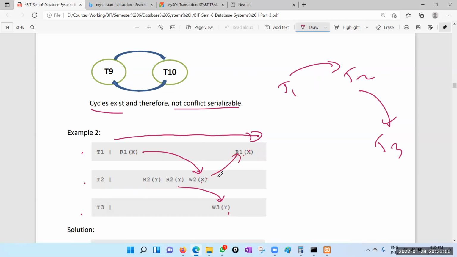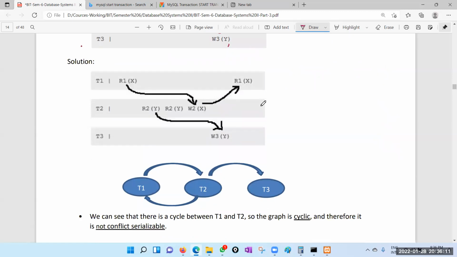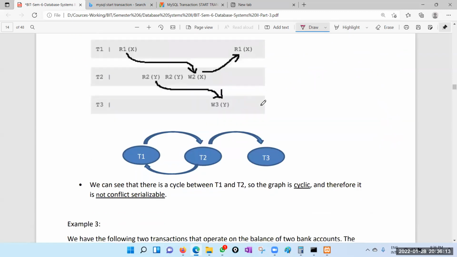Write to read, two transactions, same data, and one of the actions is a write. That is T2 to T1. Now you can see there are cycles. Mention the cycle here. So therefore this is not conflict serializable. The graph has a cycle, therefore it is not conflict serializable.